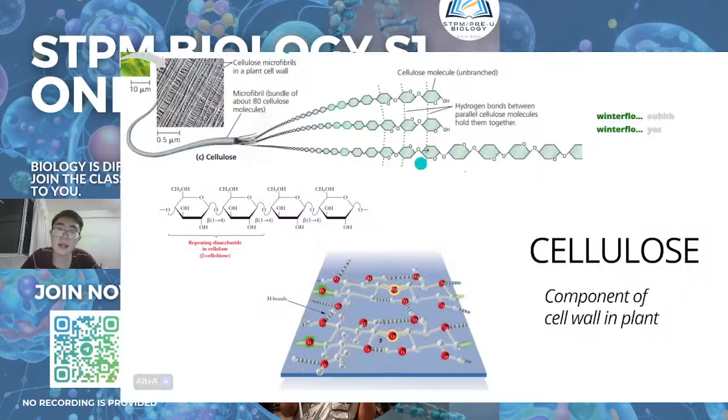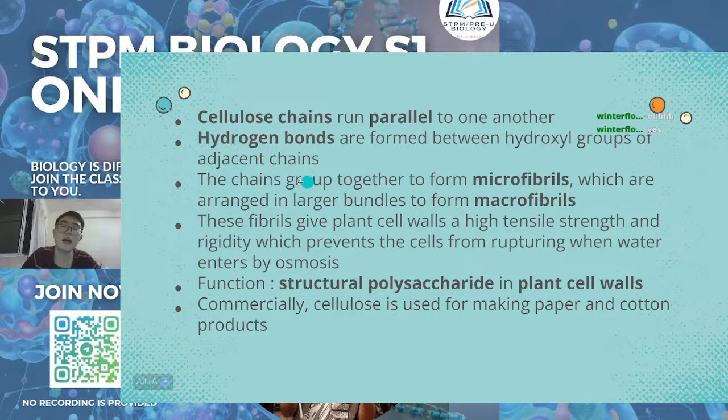So actually the hydrogen bond can form between the lines. Hydrogen bonds can form between the parallel cellulose molecules to hold them together. The chains will group together to form microfibrils, which are arranged in larger bundles to form fibres. So this fibre will give the structure of the plant cell wall. Cellulose is the basic component of the plant cell wall, right? So the function is as a structural polysaccharide in the plant cell wall. When they group together, they form microfibrils and then arrange in larger bundles. Okay.